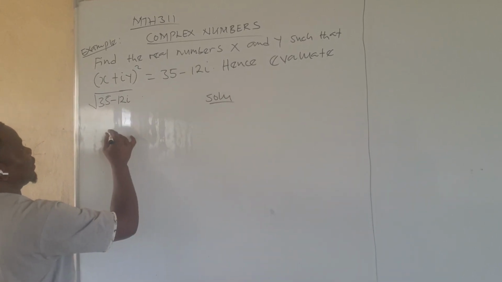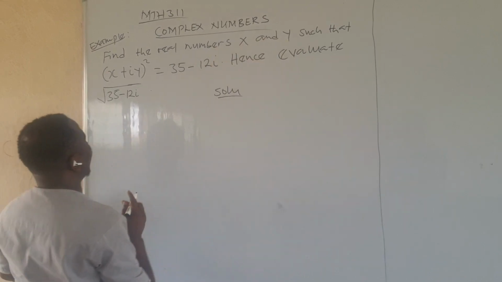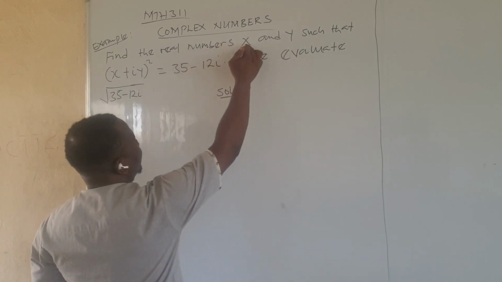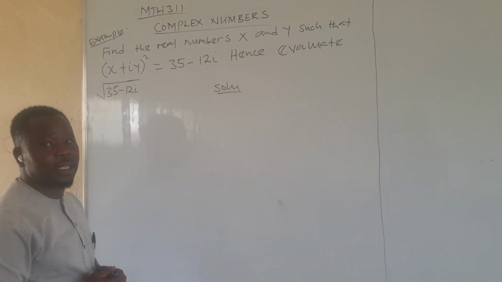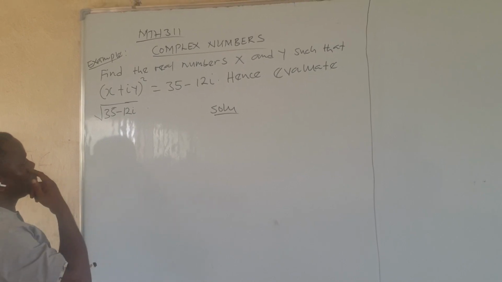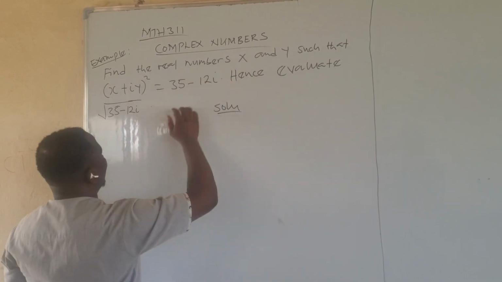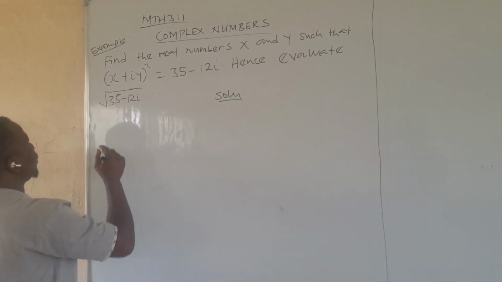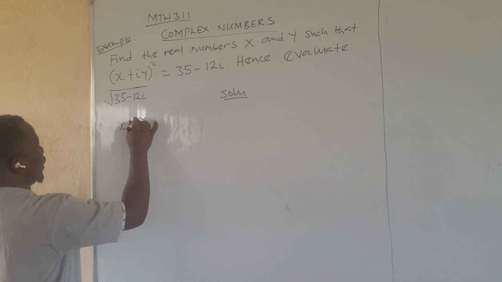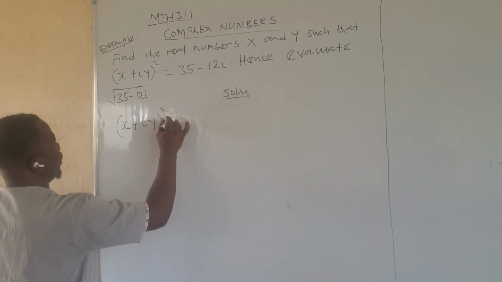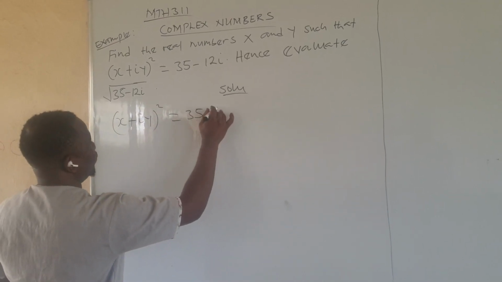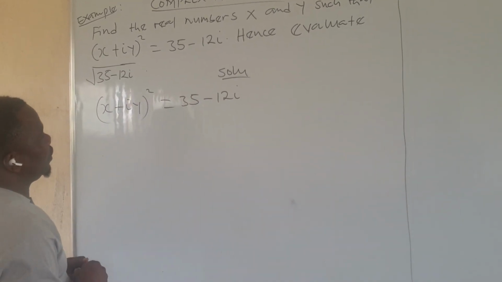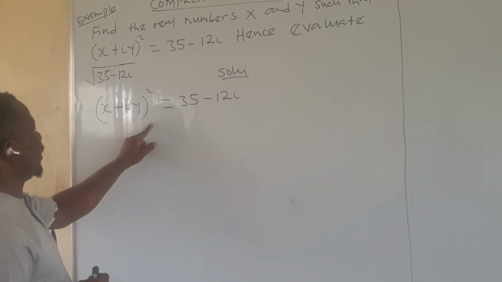Let's write. It means we want to find x and y. How can we find the values of x and y? That is what we want to look at. For us to find x and y, we are going to resolve this equation: x plus iy all squared equals 35 minus 12i.